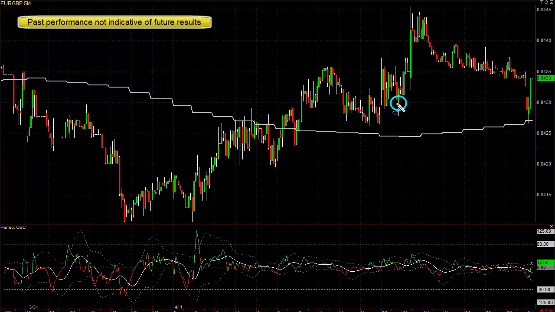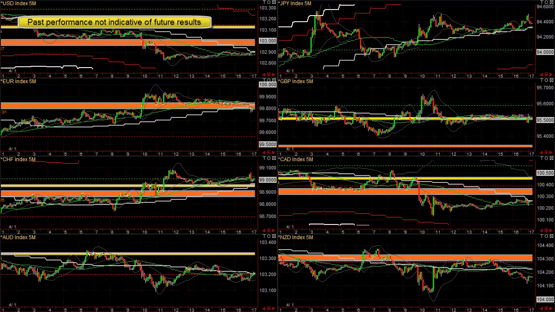It might be a little bit under $20 per pip per standard contract, but it's almost double the amount of dollars per pip. So a 15 pip move is equivalent to a 30 pip move approximately in the euro dollar. So that's a significant move right there. And as you can see, again, pretty well telegraphed in the index.